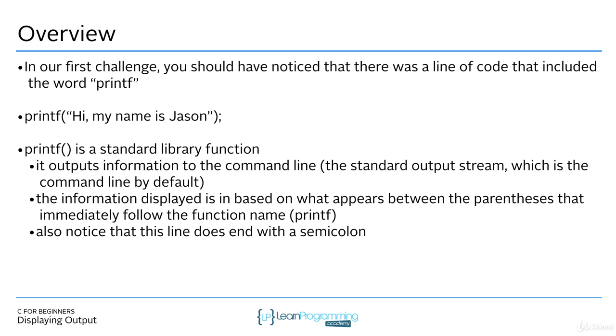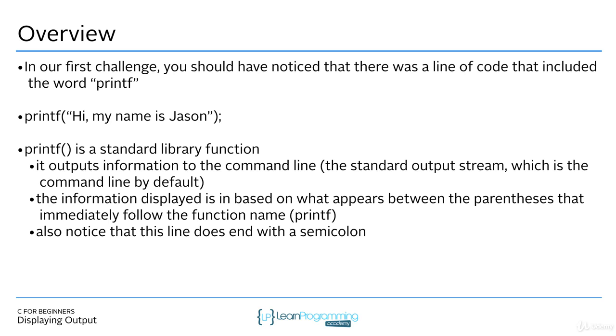Printf specifically is going to output information to the command line. The command line is also referred to as the console or the terminal. By default, it's displaying the information to the standard output stream, which is the command line by default. That's why you see it there. When we run our programs, we saw that little black box, the DOS command prompt, the command line. That's where we saw our output, because that's where printf is directing it, saying display this output on the console.